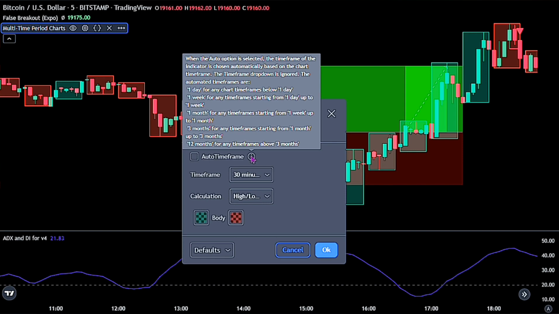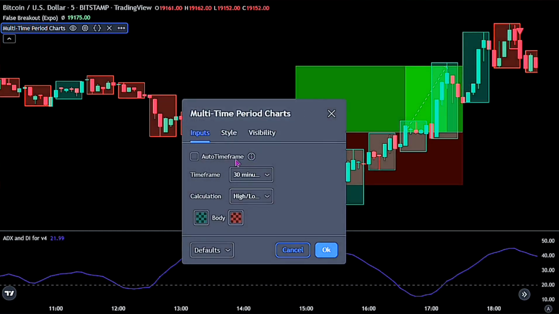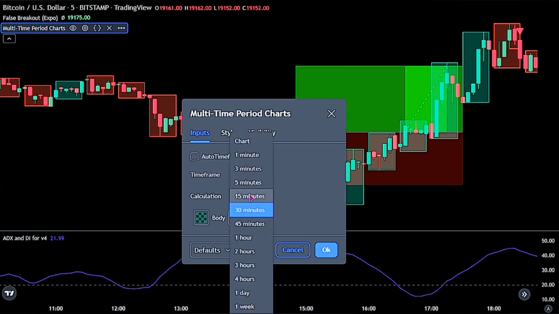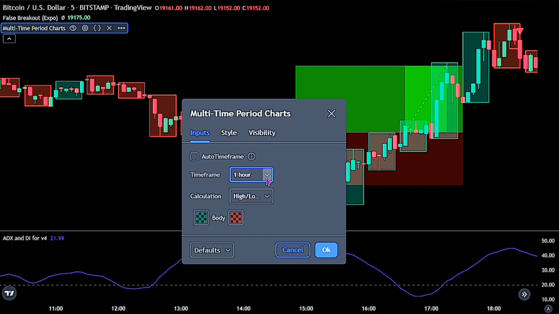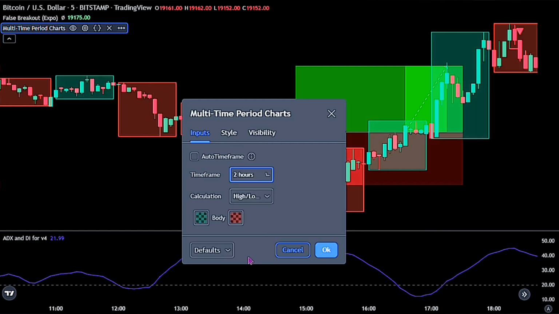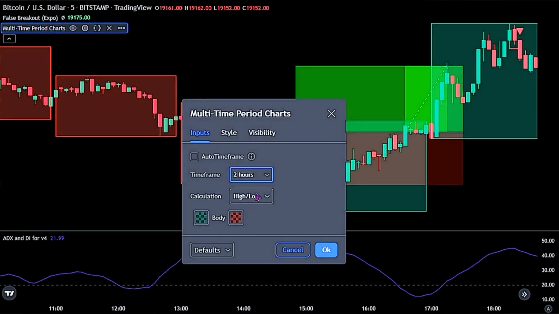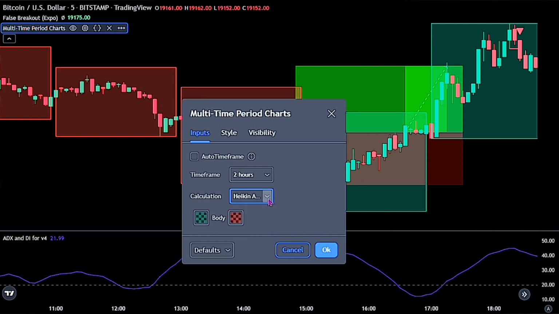And the automated time frames are 1 day for any chart time frame below 1 day, 1 week for any time frame starting from 1 day up to 1 week, and so on. So make sure you untick this option to be able to make use of any time frame above the selected chart time frame. And the calculation is amazing as well, as it gives calculation on true range if selected, high and low range if selected, or Heikin Ashi high and Heikin Ashi low for the chosen period.